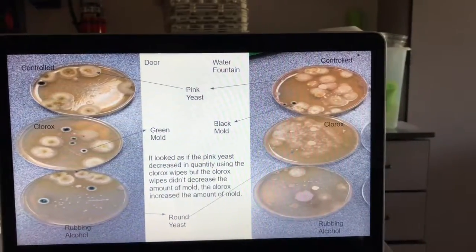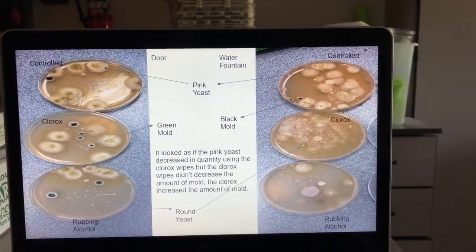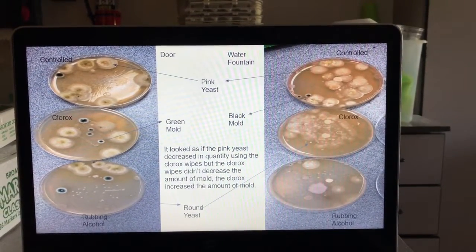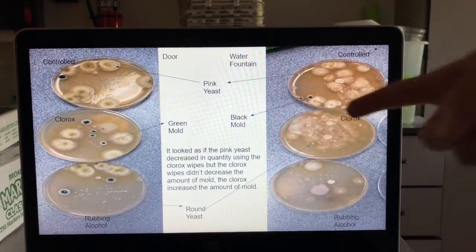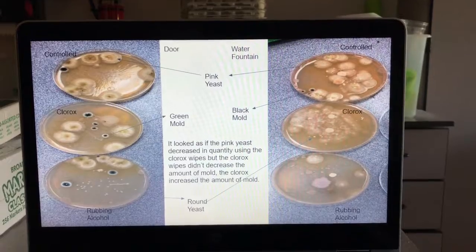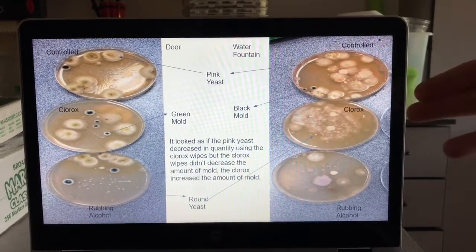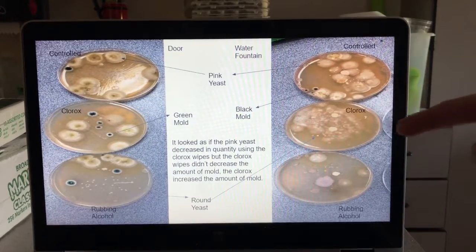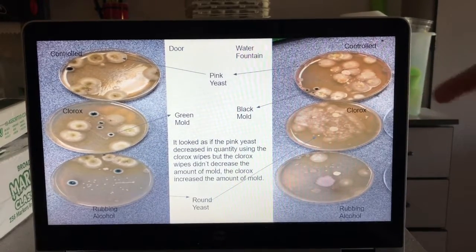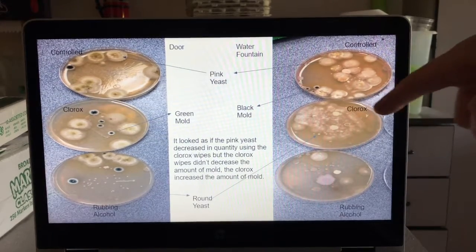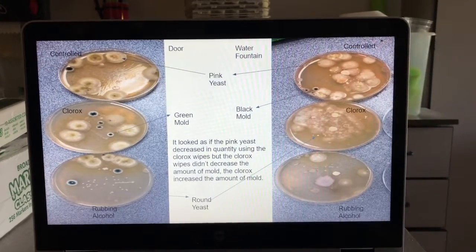So on the right here is our water fountain, and as you see, the control was actually a lot dirtier than even the door was. It had that pink yeast, and a little bit of black mold here in the bottom left. Then the Clorox wipe looks like it did a pretty good job. It rubbed out basically all the black mold. It had a little bit of round yeast in here, and the pink yeast was cut down, but there is also still some there. It doesn't have as defined a shape as in the control.